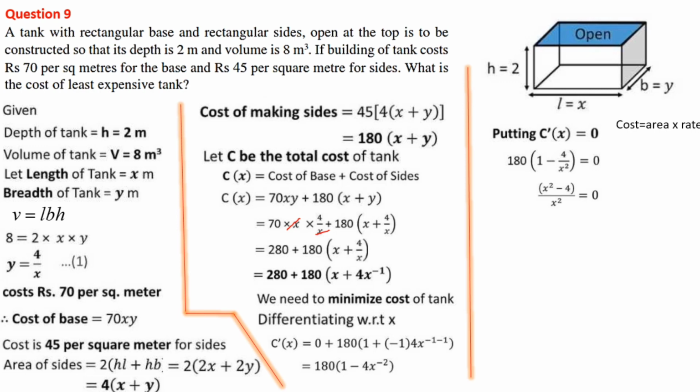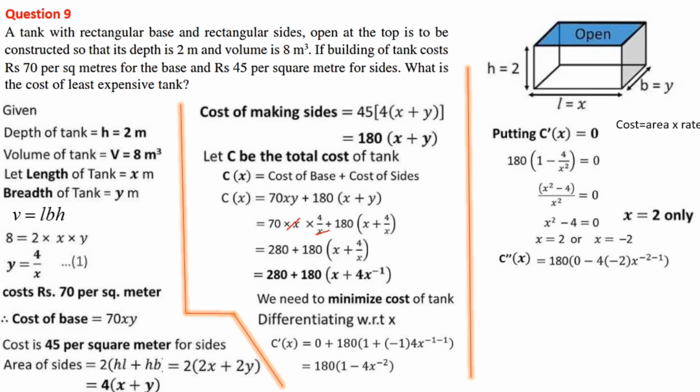Taking x square as the LCM, x square minus 4 divided by x square equal to 0. That means x square minus 4 equal to 0, so x square equals 4. X is equal to root of 4, plus or minus 2 will be coming. So plus 2 and minus 2 are considered. Minus 2 we cannot take, and x is 2 only possible because this is a length. So x is plus 2 only.